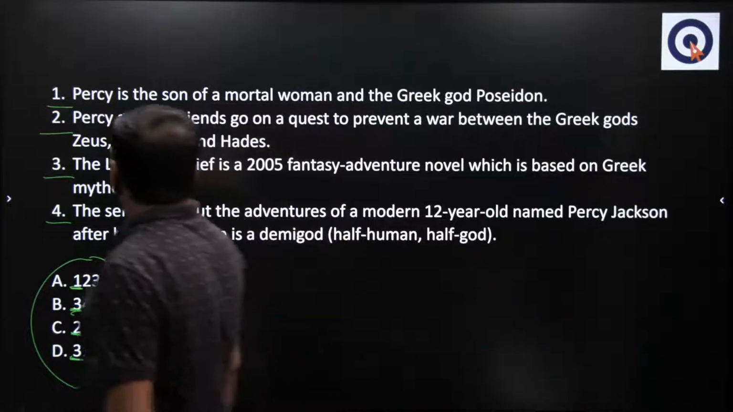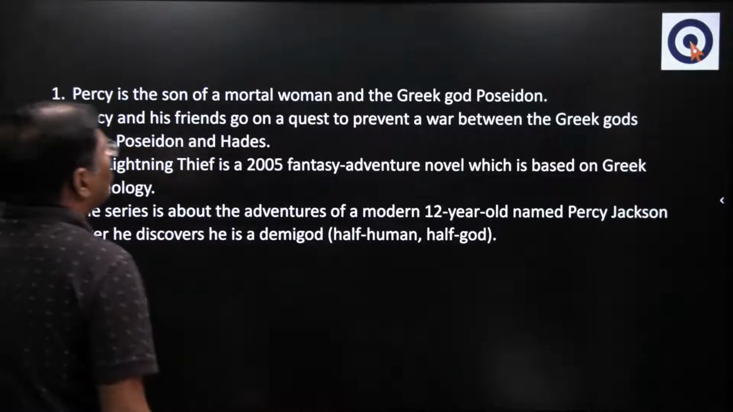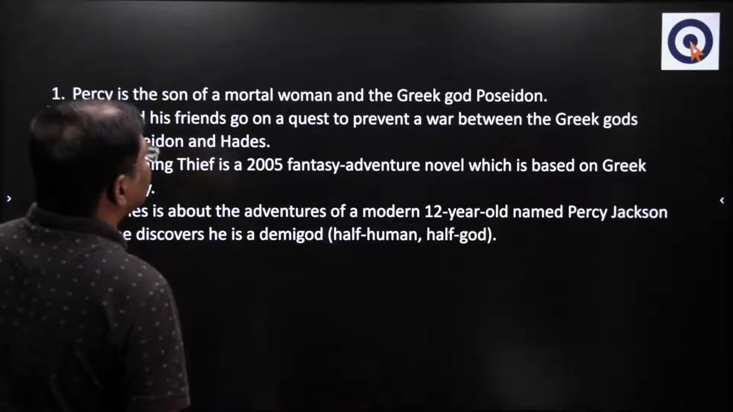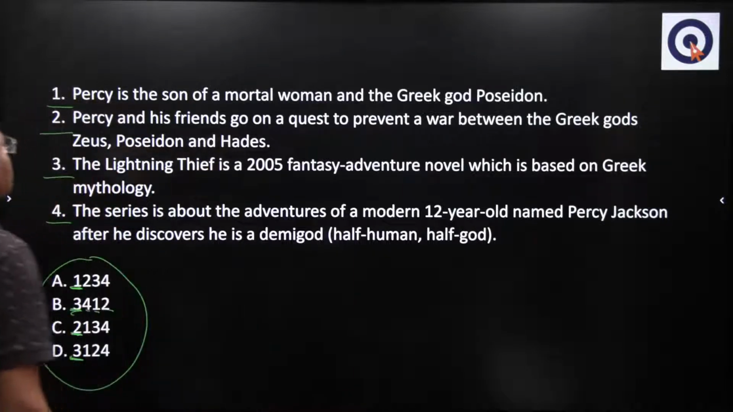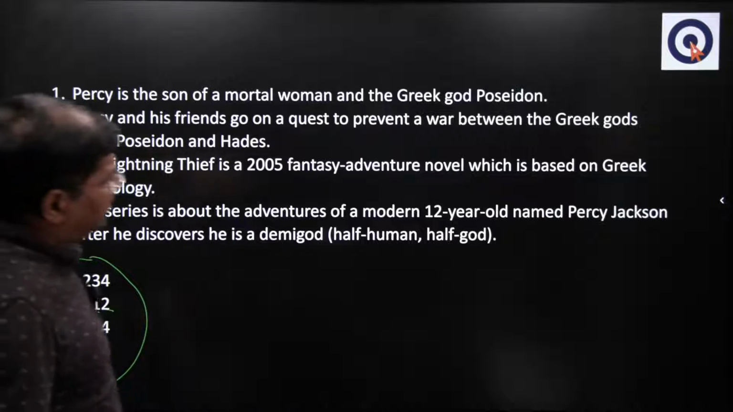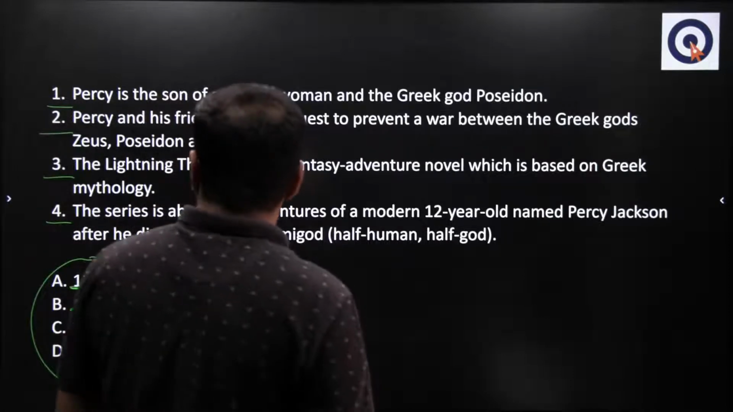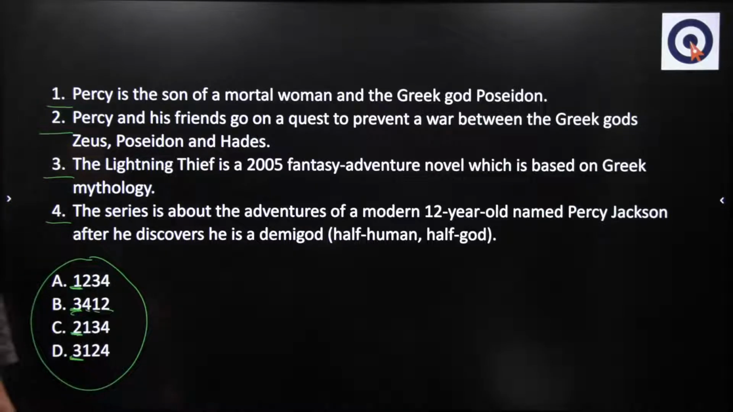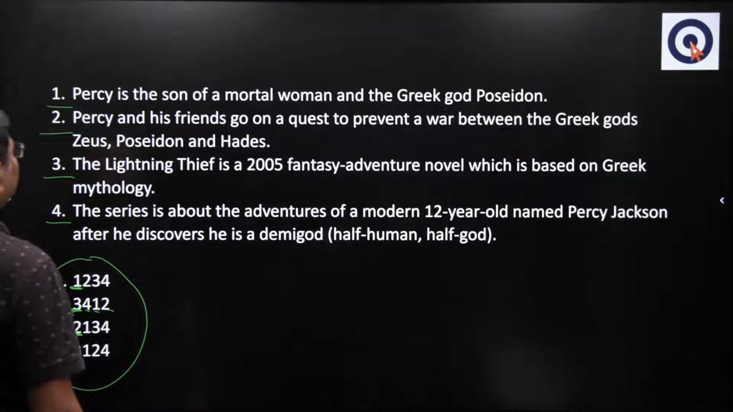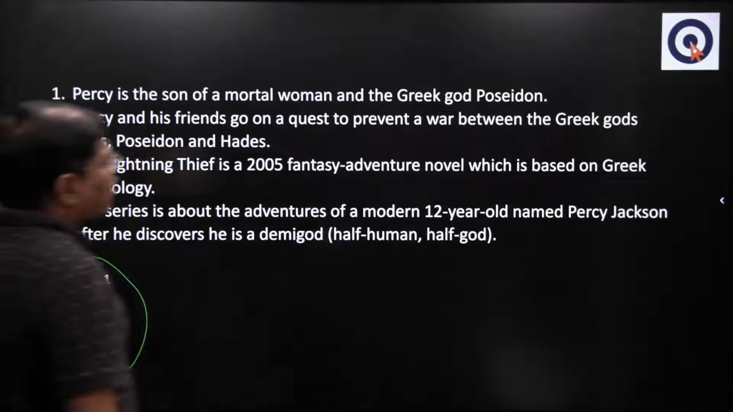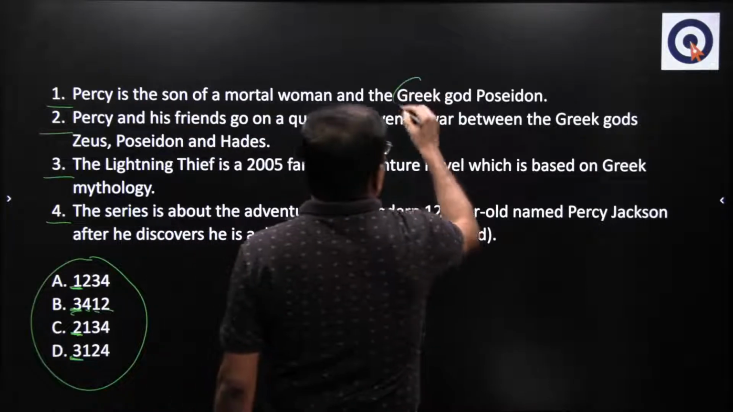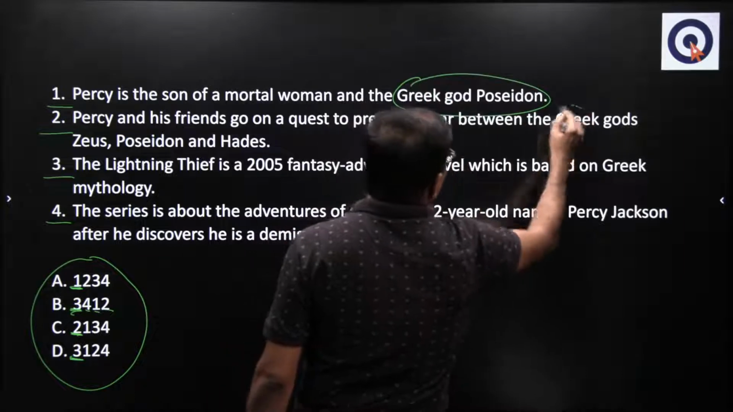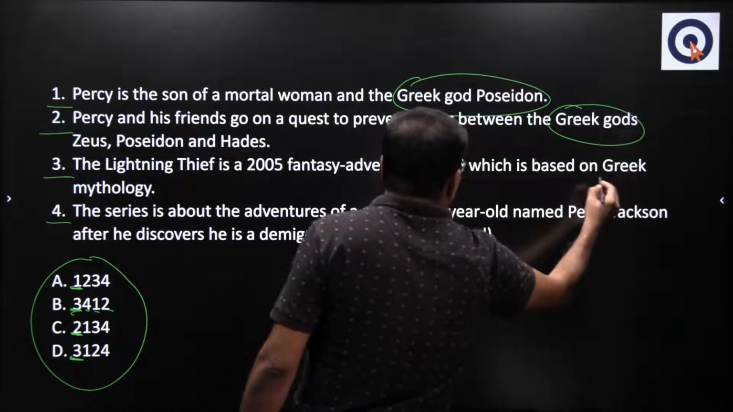Look at this now. Sentence 1 says, Percy is the son of a mortal woman and Greek god Poseidon. Percy and his friends go on a quest to prevent a war between the Greek gods Zeus, Poseidon, and Hades. The Lightning Thief is a 2005 fantasy adventure novel which is based on Greek mythology. So before you talk about the Greek gods, don't you think that you should talk about Greek mythology?